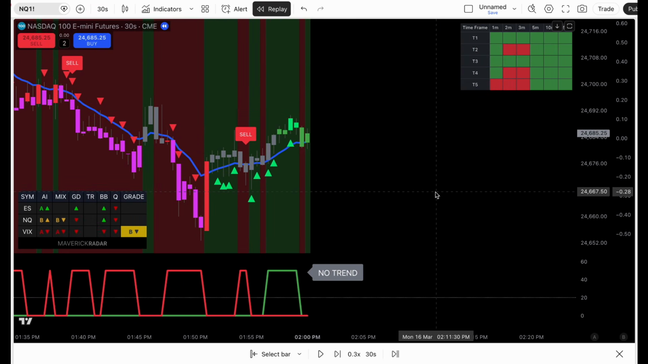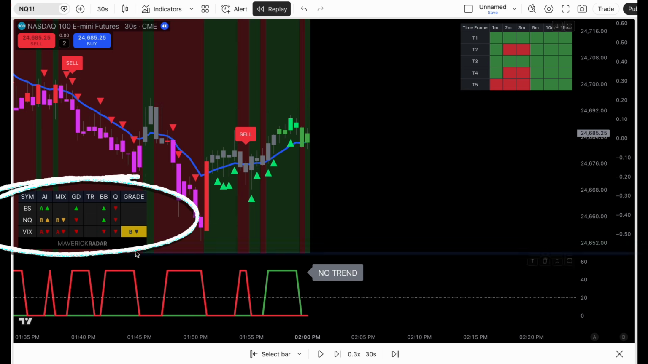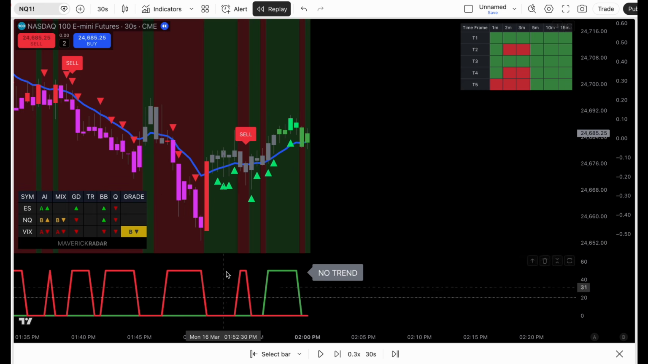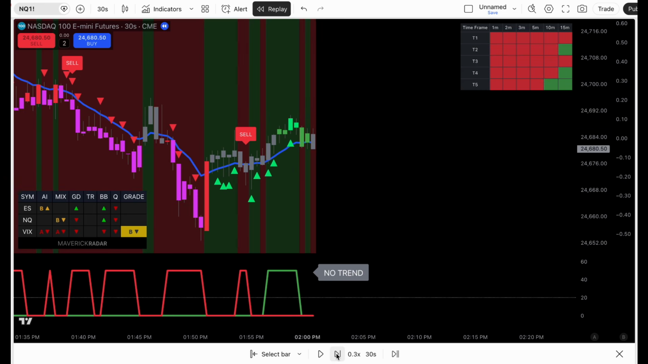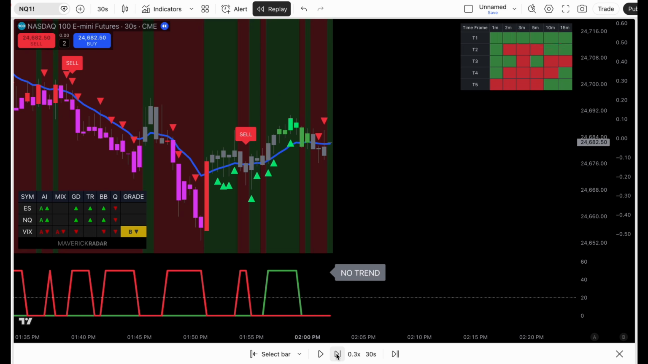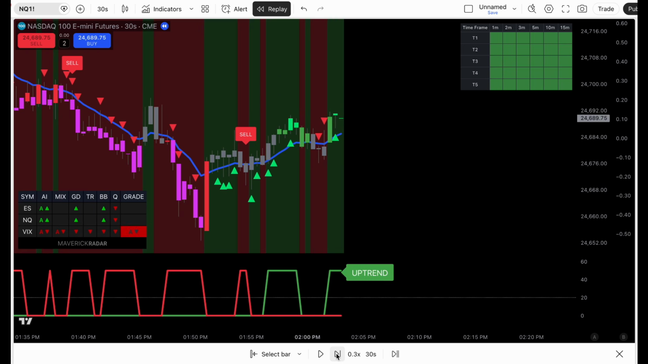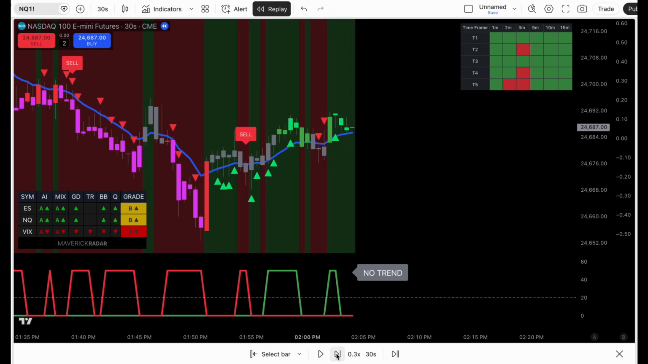Let's take this trade here on this Monday. So here's what I want you guys to do. I want you to keep your eyes right here on the Maverick Radar. I want you to watch for an A+ setup. So I'm just going to click through until we get that A+ setup here. So we're starting right at 2 o'clock. You can see, here we go.